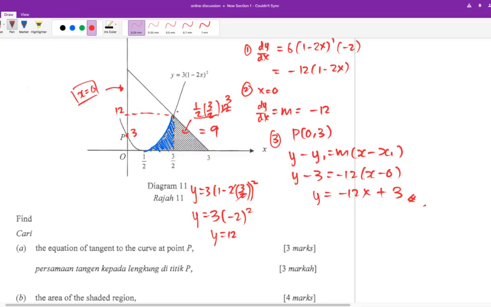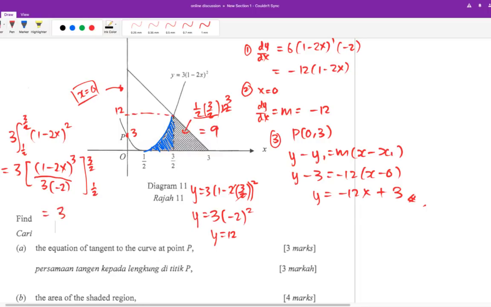So I just need to integrate from 1/2 to 3/2 for the whole equation. The 3 I can leave outside. Then I will write (1 minus 2x) squared. When you integrate, the 3 remains outside, and inside, the power will plus 1: 2 plus 1 becomes 3. Divide by the new power 3, and then we divide by the derivative of whatever is inside the bracket, which is negative 2. And then the limits are 3/2 and 1/2.